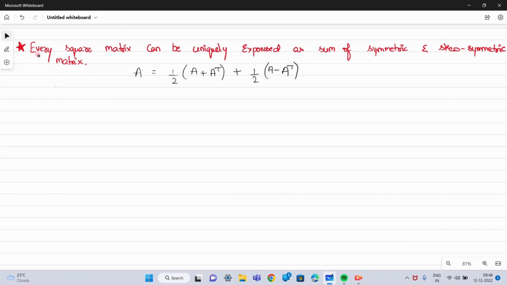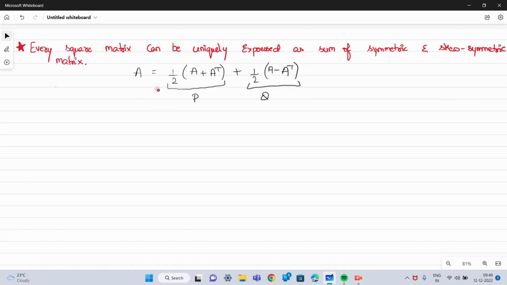A very important note here is every square matrix can be uniquely expressed as a sum of symmetric and skew-symmetric matrices, which means a matrix A can be expressed as half of (A plus A transpose) and half of (A minus A transpose). Now let's prove which is symmetric and which is skew-symmetric. Let's assume this part as P and this part as Q.